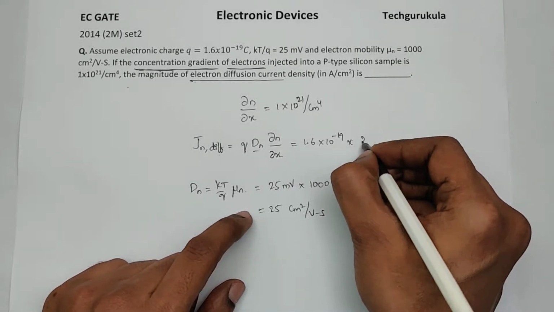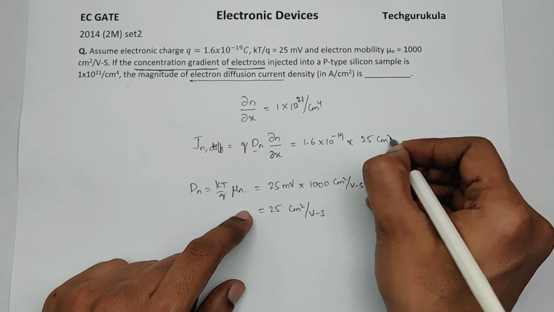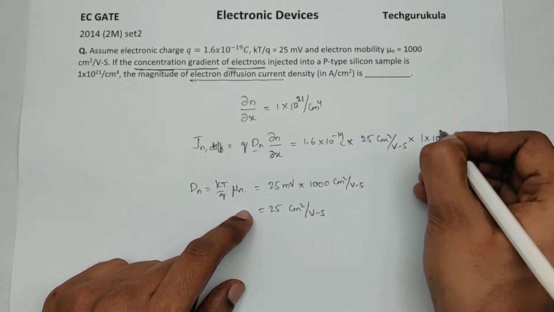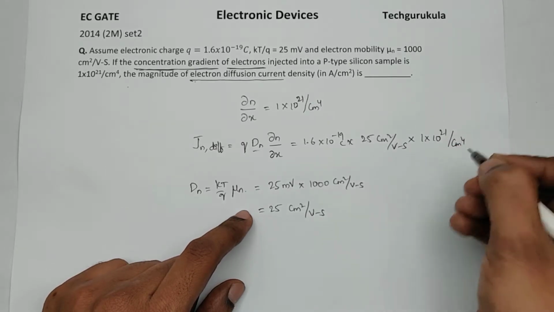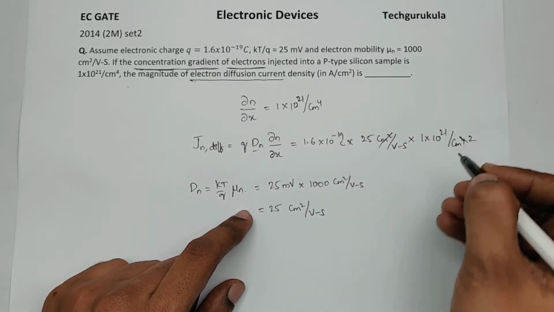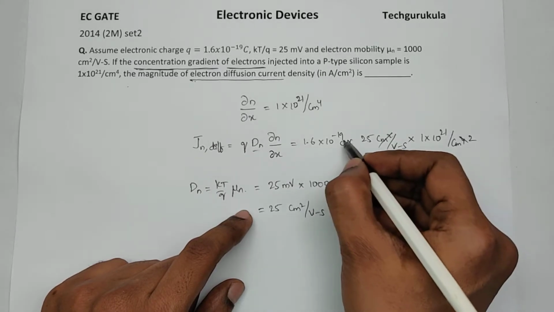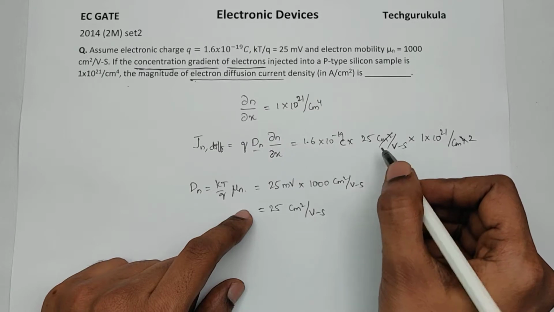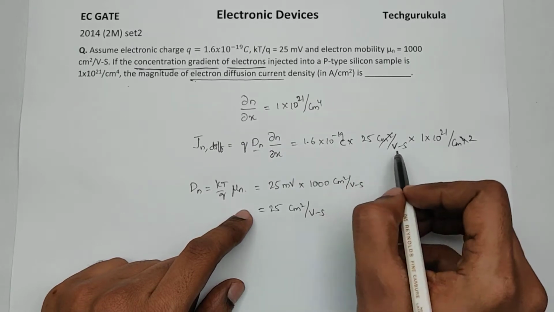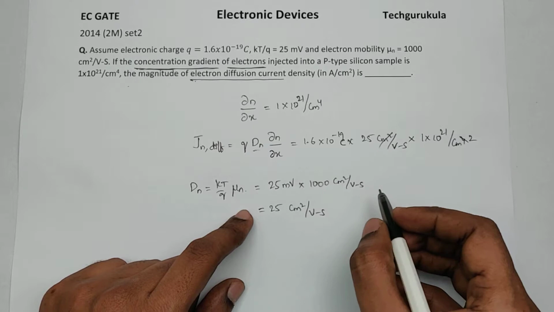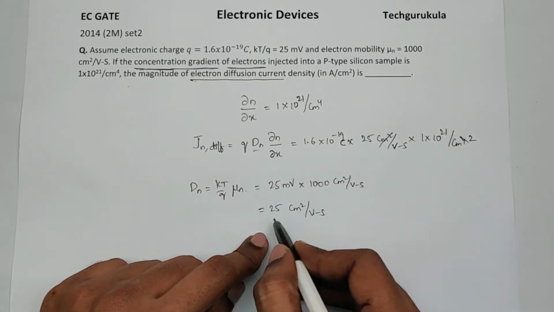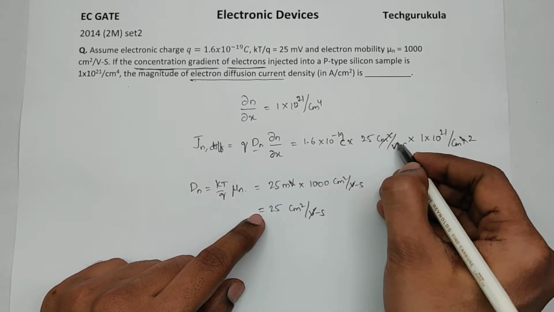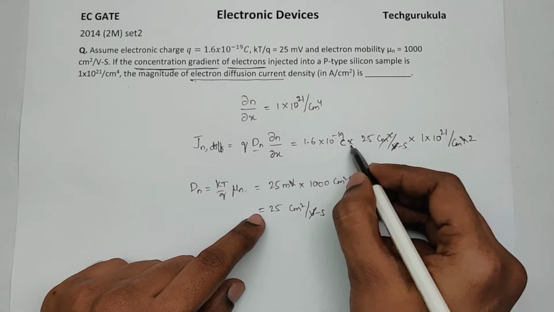We'll substitute it here. 25 centimeter square per second, this is coulomb, times 1 times 10 power 21 per centimeter power 4. It becomes coulomb per second, which is basically amperes, so we'll write that there. And of course, the volt gets cancelled because there is a volt here. So there are no volts here, so coulomb per second is ampere.